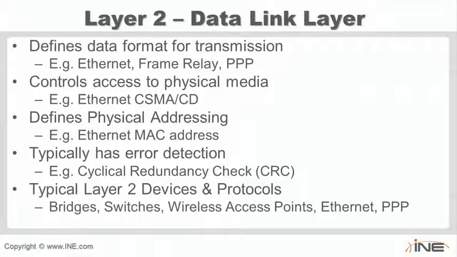So again, typically this is going to be where our Ethernet switches would be. So the devices would be like our switches. Also, wireless access points are generally going to work at layer 2. And then the protocols are going to be like Ethernet, frame relay, and PPP. So the LAN and WAN protocols, those work at layer 2.